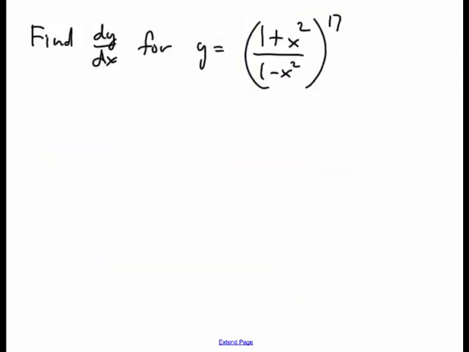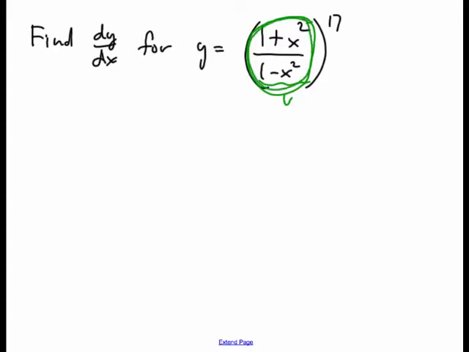Alright, let's look at another example that's a little bit more complex because chain rule doesn't exist on its own. It's often applied with other differentiation rules. So here I have a function again, u to the 17th, and the inner function is the quotient of two functions. So what I'm going to have to do is apply my chain rule, but within the chain rule I'm going to have to apply the quotient rule.